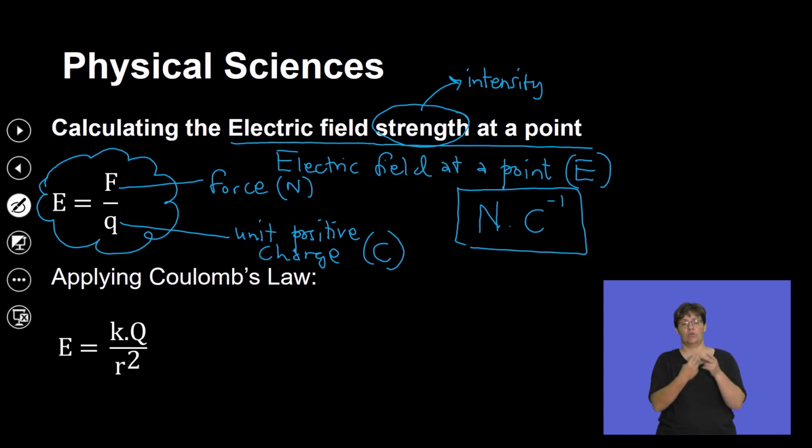So in other words, say for argument's sake, we've got 15 newton per coulomb in whatever direction. What does that mean? It means the unit positive charge experiences a force of 15 newtons. That's how strong the field is at that point. Now, let's understand that, say for argument's sake, we've got a positive point charge in space.